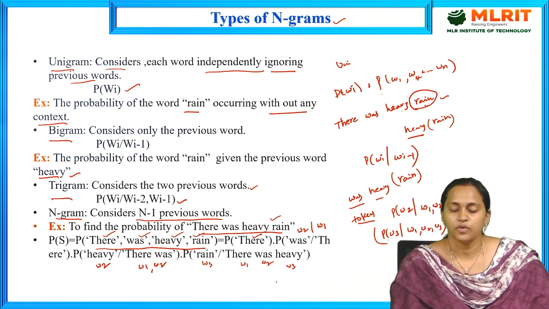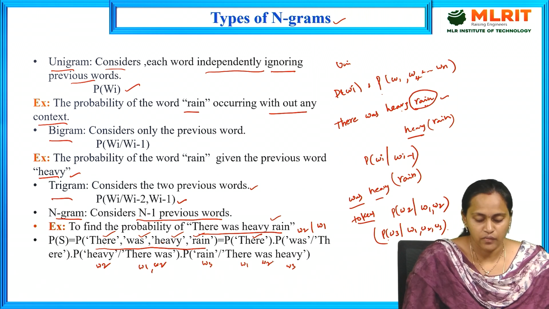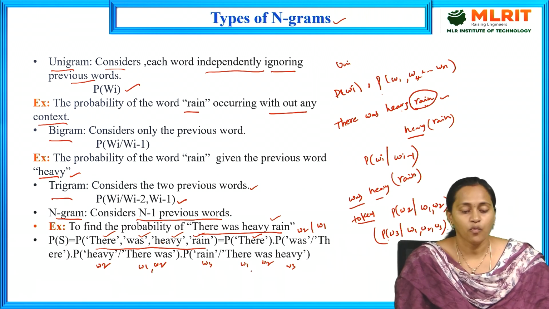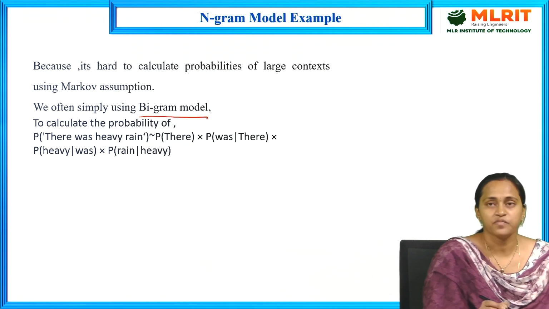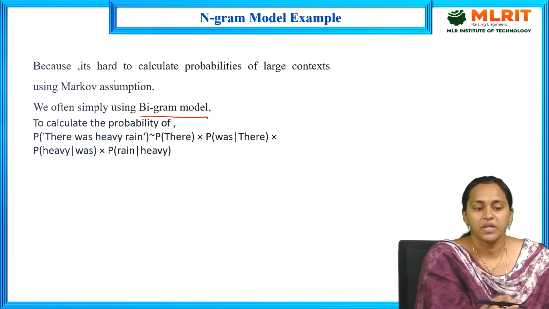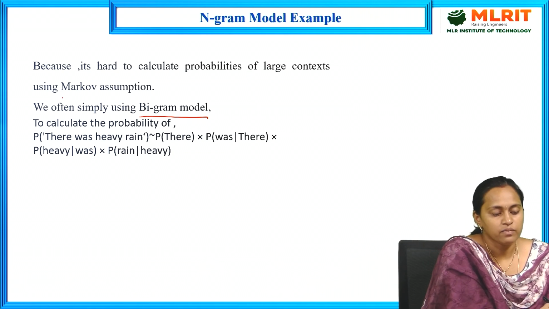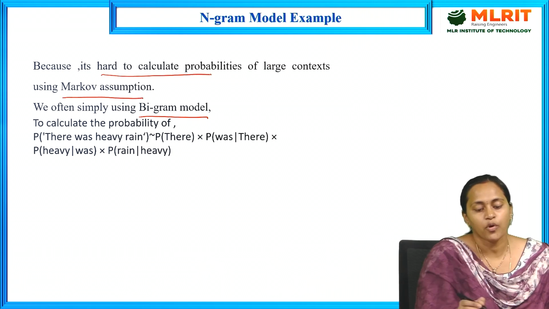Here there is a drawback: the words are repeating, like there was. To overcome this drawback, we are using the bigram model, because in the previous model, using the Markov assumption, it was hard to calculate the probabilities.